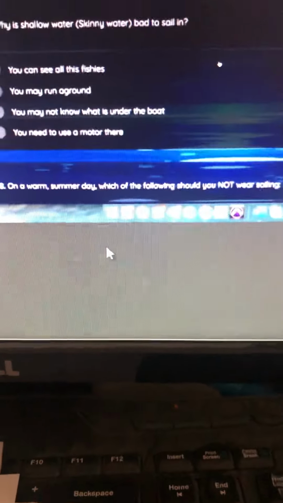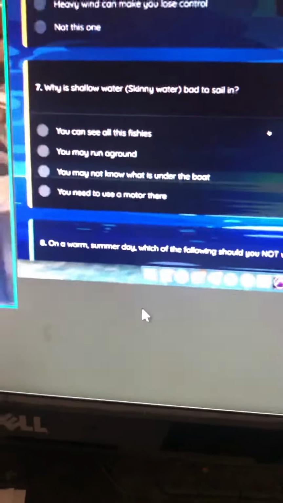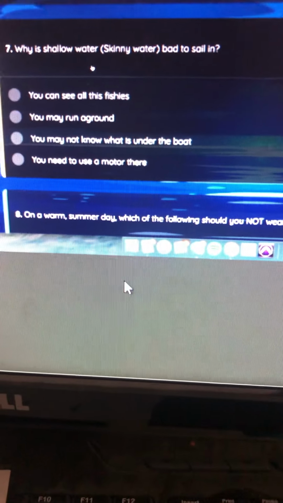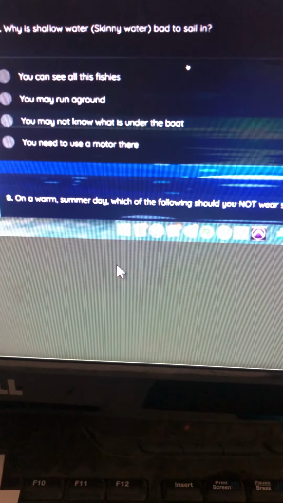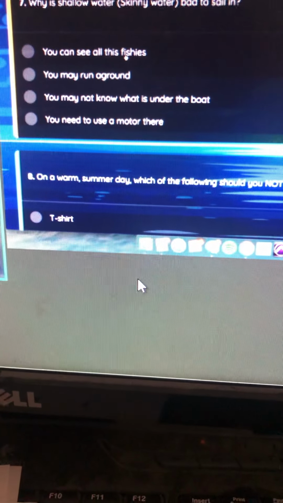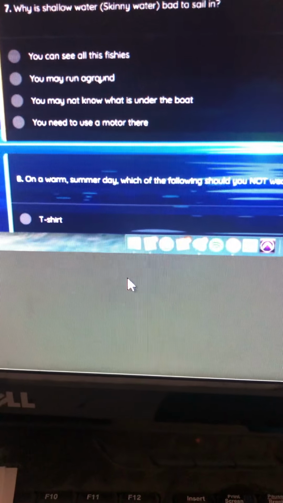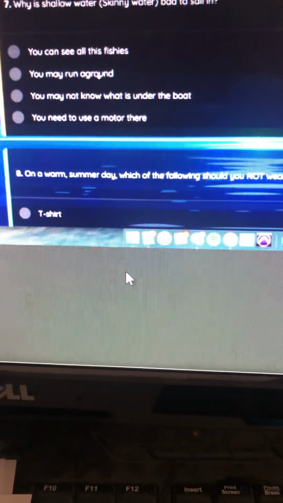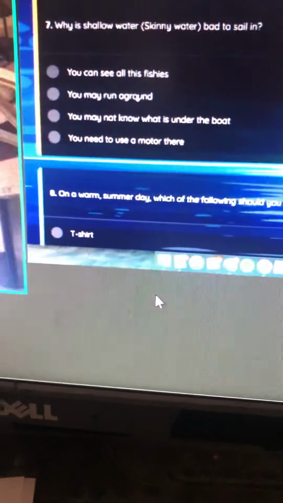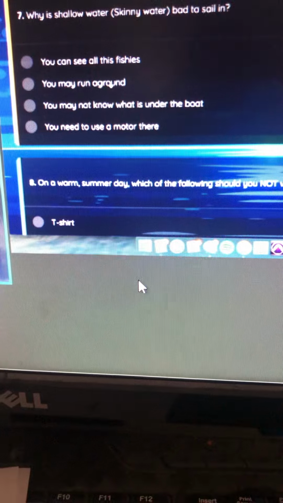Why is shallow water, or skinny water, bad? You might have heard me say the term skinny water before. That's just another term for shallow water. So why is shallow water bad to sail in? I believe this one was a multi-answer too. You can see all the fishies. While that's cool, that's not a bad reason for you to sail in there. You may run aground. That's true. You might not be sure exactly how deep the water is, so you might hit your keel, centerboard, daggerboard, or your rudder on the bottom of the body of water.